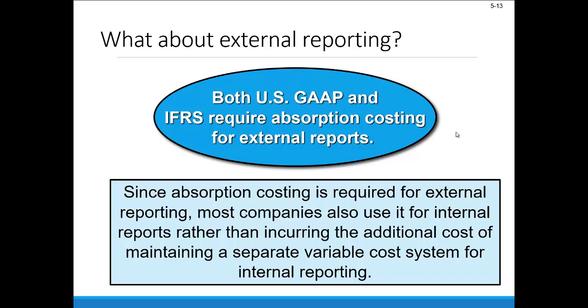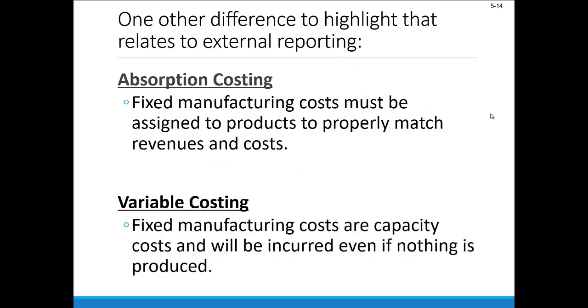One other difference to highlight that relates to external reporting is that under absorption costing, our fixed manufacturing costs are really following our matching principle. From accounting principles, the matching principle said we want to match revenues and costs to the periods in which they most closely relate, the periods in which the costs are incurred to drive the revenues. Absorption costing fits with that, given its timing. Variable costing, on the other hand, treats fixed manufacturing costs as capacity costs, as if they'd be incurred even if nothing is produced, which is true from an economic standpoint, but doesn't really fit that same matching principle.